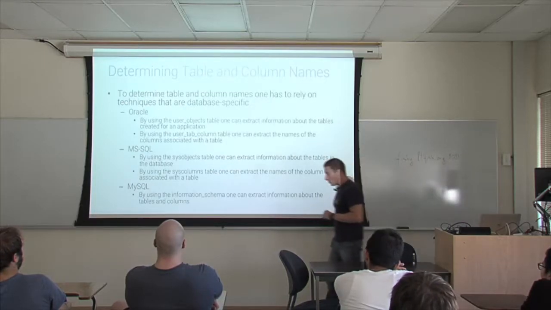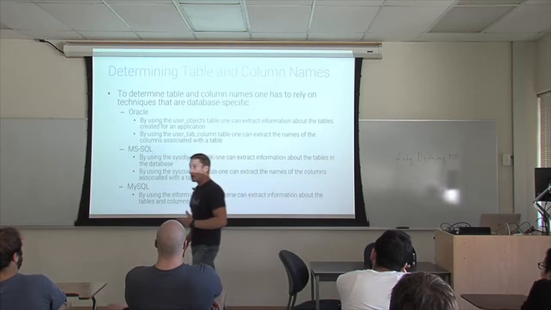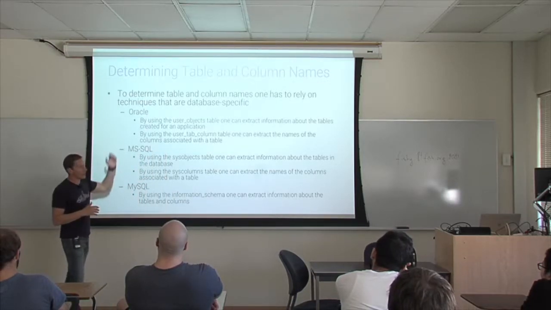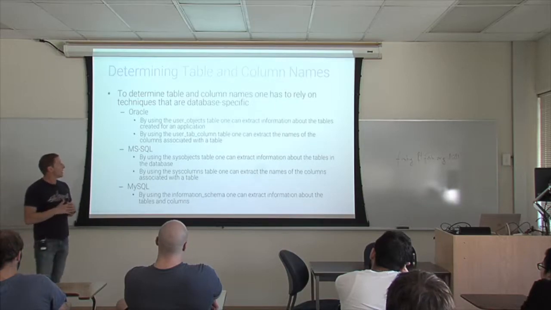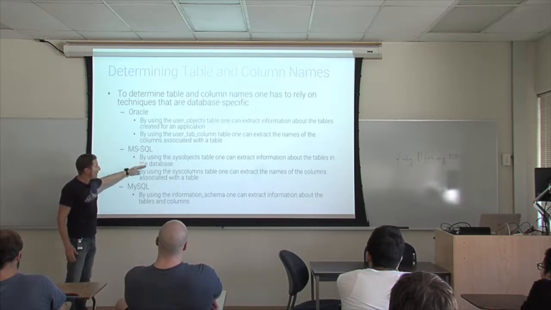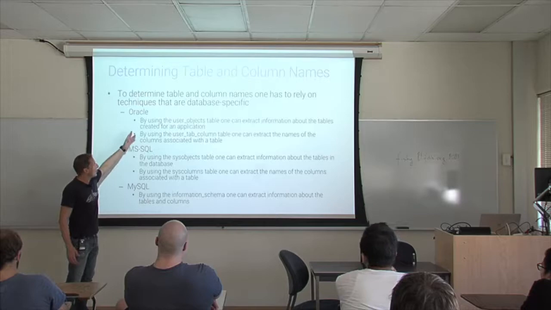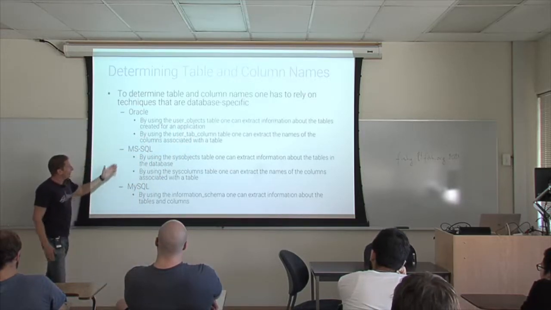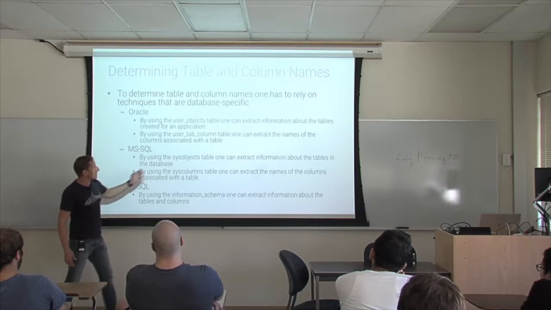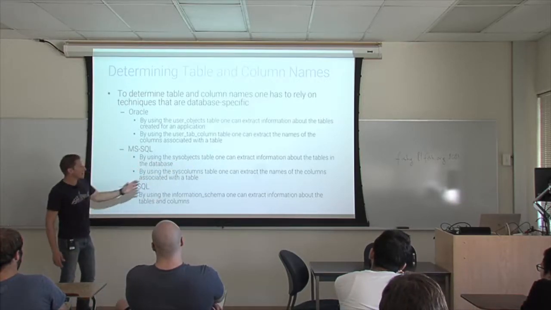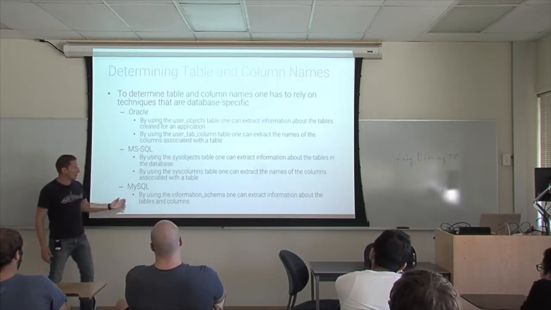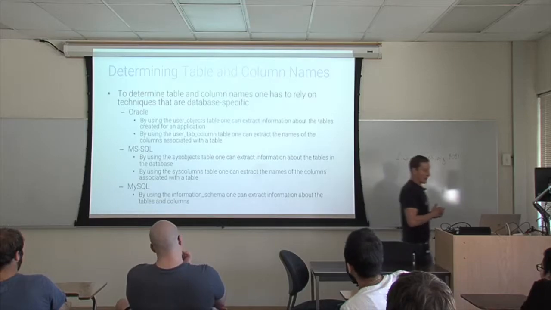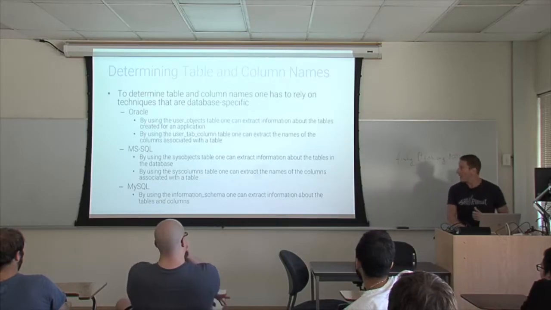You also, if you don't have access to the schema, want access to the actual columns, so you want to know the tables and their columns. Depending on the system, you have different possibilities. In Oracle, you can use the user object table, for example. In Microsoft SQL, you can do the sys objects table and the sys columns table. And in MySQL, you can use the information schema in order to get out the information that you need.